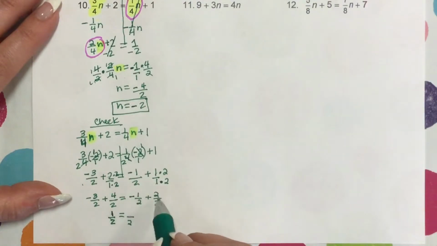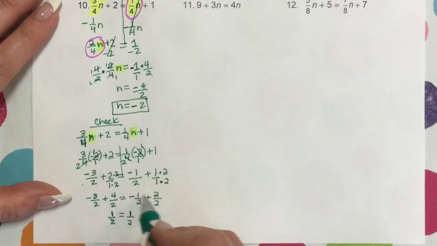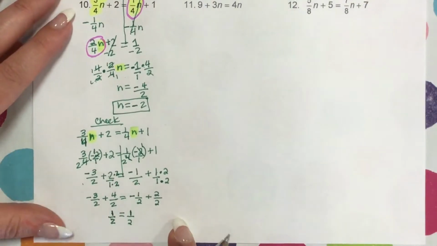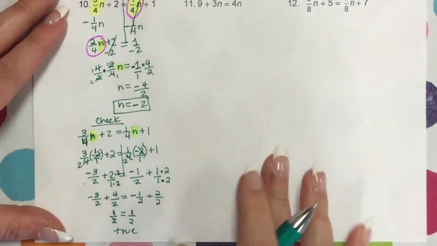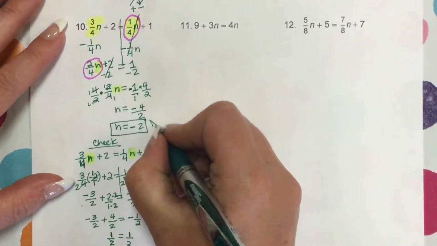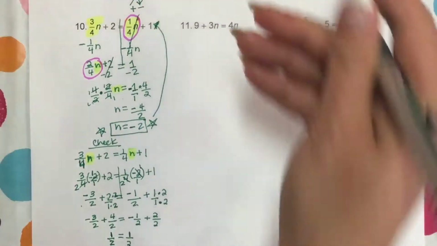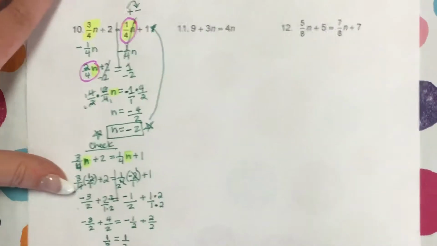This is a negative and this is a positive, so the signs are different. I have to take the difference between 2 and 1, which is 1. Then I look at the numbers, 1 and 2. Which number is bigger? 2 is bigger and 2 is positive, which means my answer is going to be positive. Whoo, that was a lot of work, but it's a true statement. 1/2 is equal to 1/2, which means the solution that we found up here is the solution to the original equation. If you did that right, great job. That was wonderful. Okay, on to number 11.